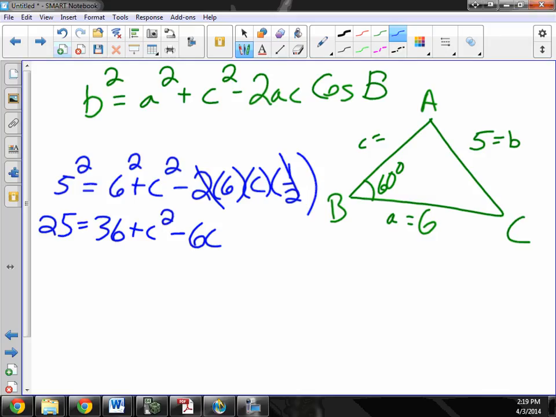It's a quadratic, right? So I'm going to move the 25 over. So subtract 25, that's going to be 11. So 0 equals c squared minus 6c plus 11. So there are two potential solutions, right? Well, how do you know that this particular triangle has no solution? Well, how would you find the roots of this first?